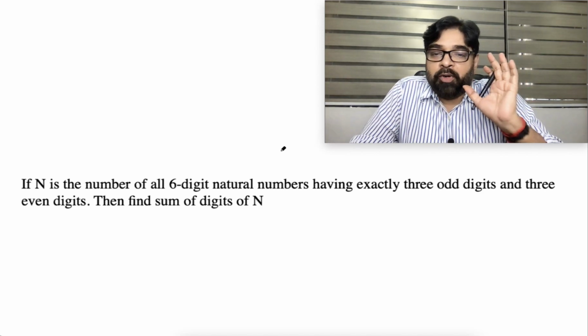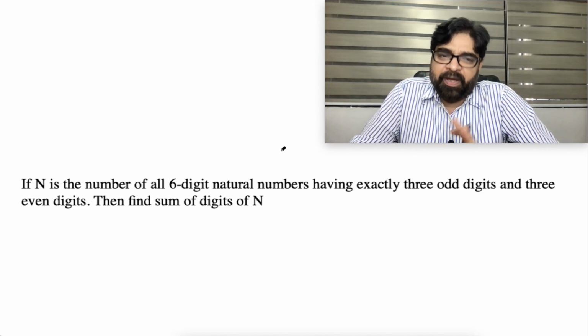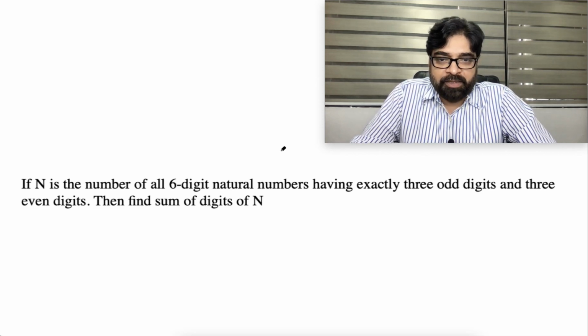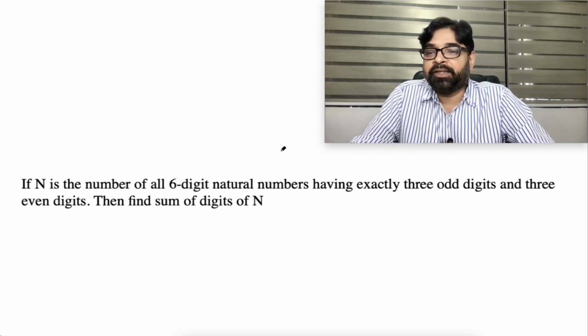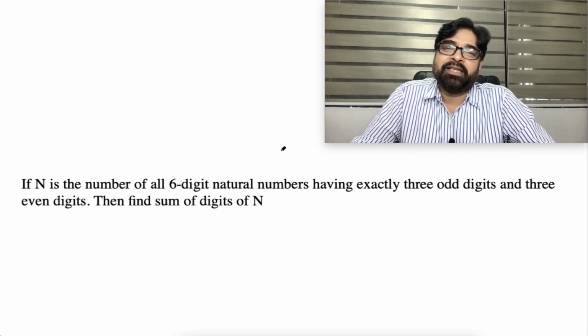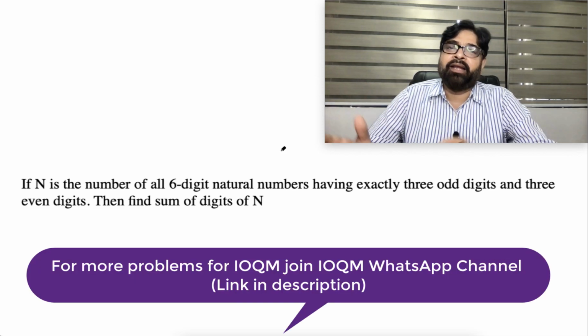Let's see one of the combinatorics questions. Very simple question, not at all difficult. N is the number of 6-digit natural numbers having exactly three odd digits and three even digits. Then find the sum of digits of N. It means indirectly they are asking you to find N. N will be very big.